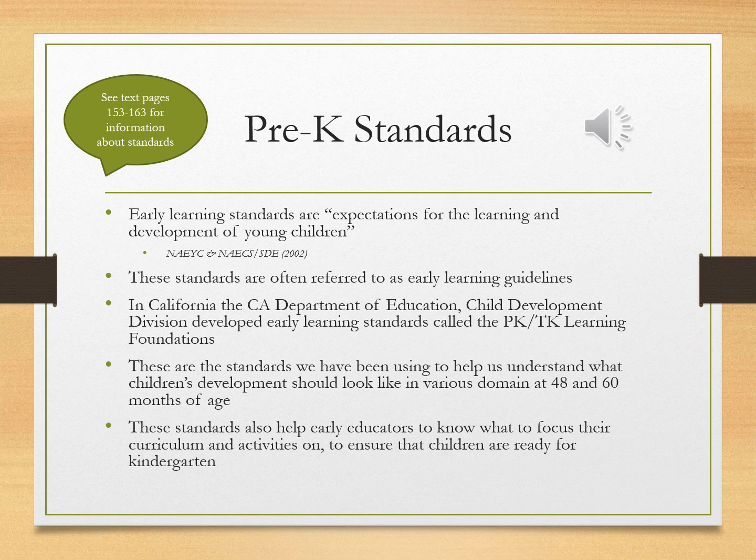So as I said, one strategy for making sure that children are kindergarten ready is to have pre-K standards. So early learning standards are expectations for what children should be learning and how they should be developing. So as an early childhood educator, you could go into pre-K standards for your state and you could see, okay, these are the kinds of things that I should be working on for young children to make sure that they are as ready as they can be for kindergarten.